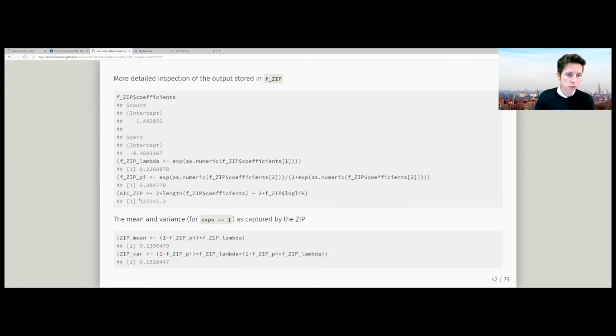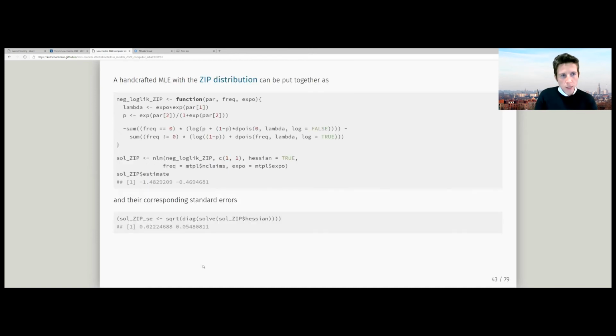I can calculate the AIC for the zero inflated model. You can compare it to the AIC that we calculated before for the negative binomial, for the Poisson, etc. And we could also express the mean and the variance for an observation where exposure is equal to 1 as captured by this zero inflated model. Here, of course, you would have to think yourself first analytically, what would be the mean in the zero inflated Poisson? What would be the expression for the variance? So these expressions, I figured them out myself first analytically, and then I'm just evaluating them with the calibrated parameters. So that's what you see happening over here.